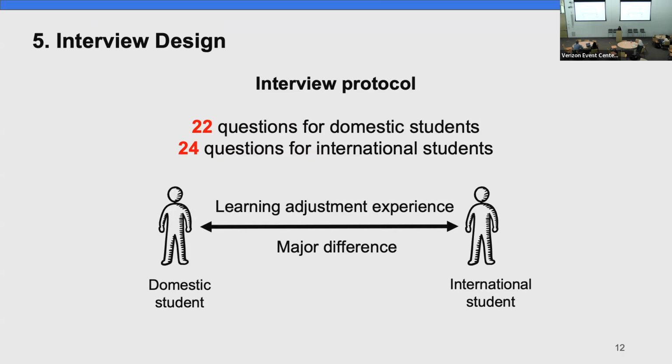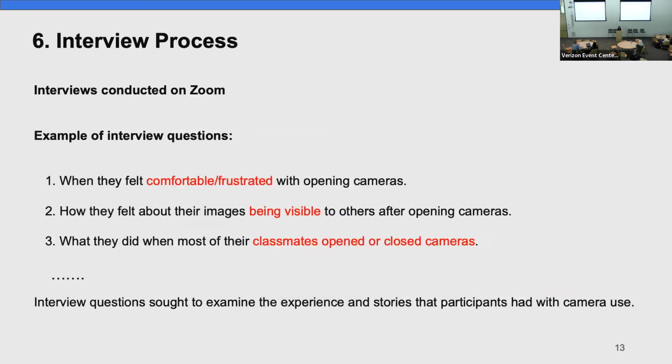The reason we want to ask this question is that we want to understand whether international students were confronted with some extra challenges when they came to the US to study, and why those kinds of challenges impacted their camera usage in online classes. Because we conducted this study during the pandemic, all of the interviews were conducted on Zoom. And there are some examples of interview questions.